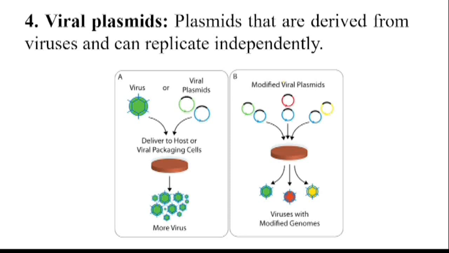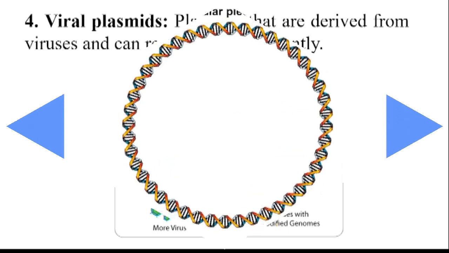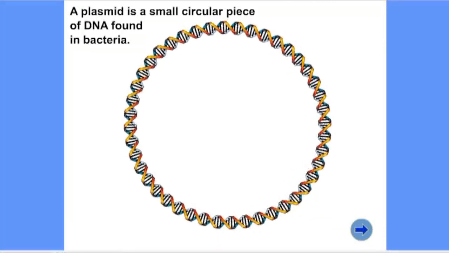In addition to that, viral plasmids are also observed. These are plasmids that are derived from viruses and can replicate independently. So see here, this is the A diagram and this is the B diagram. Here in A, this green color is the virus or viral plasmids. These viral plasmids are delivered to host or viral packing cells, and we are getting more viruses. So second thing, modified viral plasmids. Here all these are small modified viral plasmids, and we are getting viruses. Same thing we'll discuss with the help of this animation.